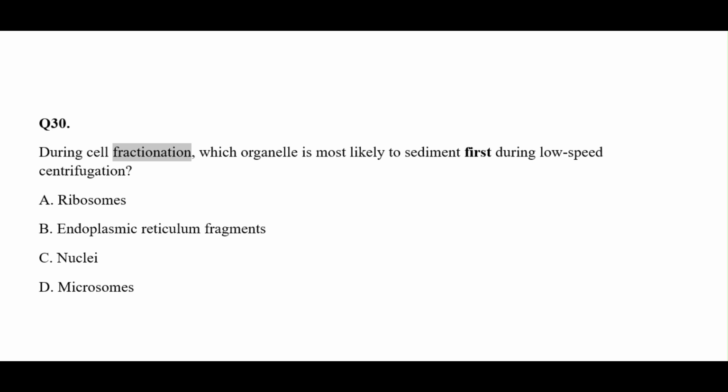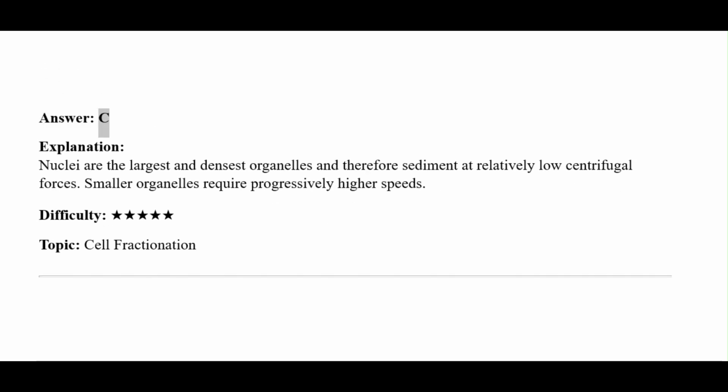Q30. During cell fractionation, which organelle is most likely to sediment first during low-speed centrifugation? A. Ribosomes. B. Endoplasmic reticulum fragments. C. Nuclei. D. Microsomes. Answer, C. Explanation. Nuclei are the largest and densest organelles and therefore sediment at relatively low centrifugal forces. Smaller organelles require progressively higher speeds. Difficulty. Topic: Cell fractionation.